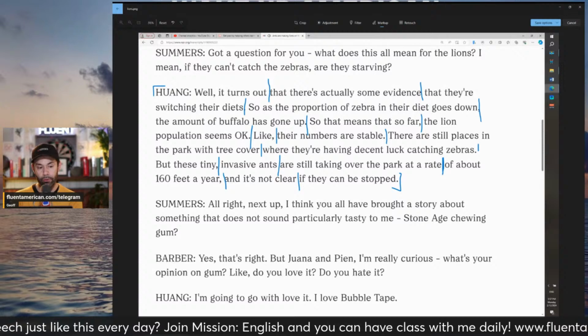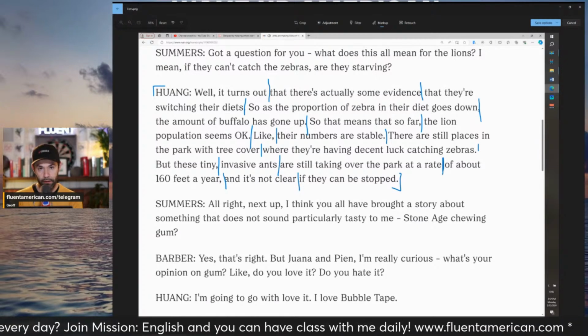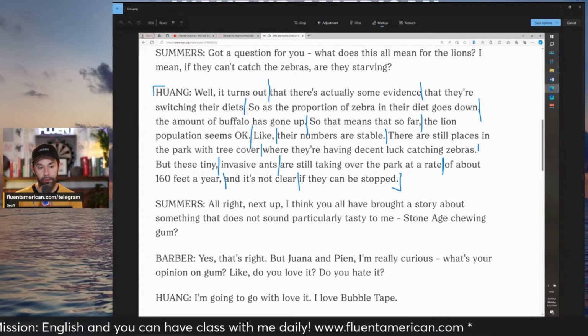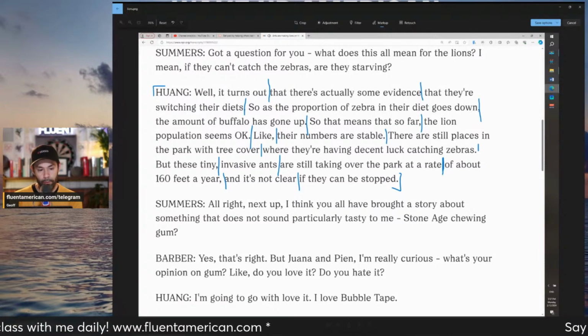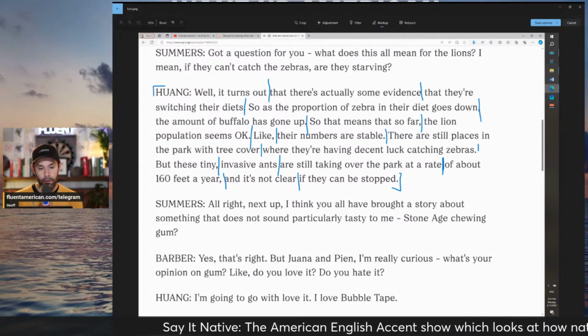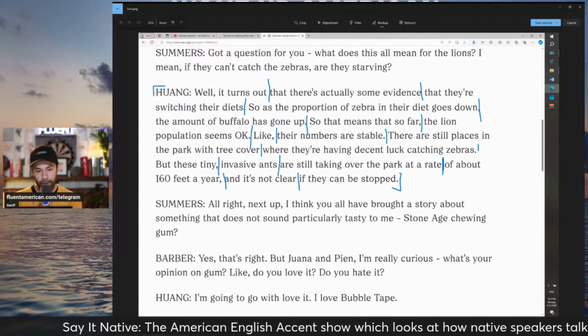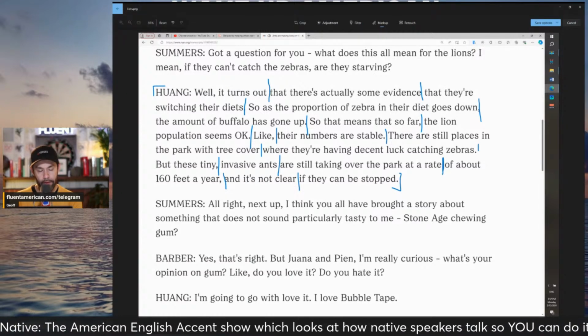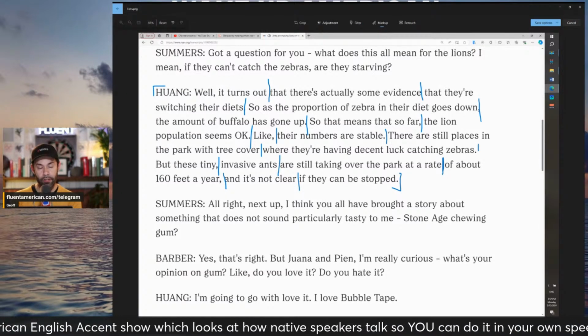Each time we do this, we're doing a single breath. Okay, so our first round. Breathe in. Well, it turns out, cool. Breathe in again. Well, it turns out that there's actually some evidence. Okay, breathe in again. Let's add a third one. Well, it turns out there's actually some evidence that they're switching their diets. Do you see what we're doing? We're just slowly building up on a single breath.